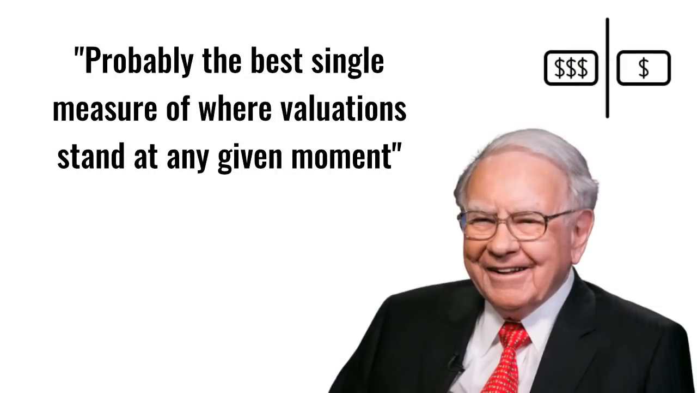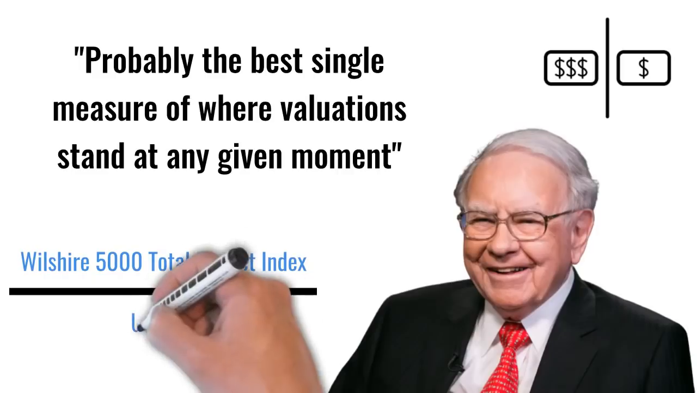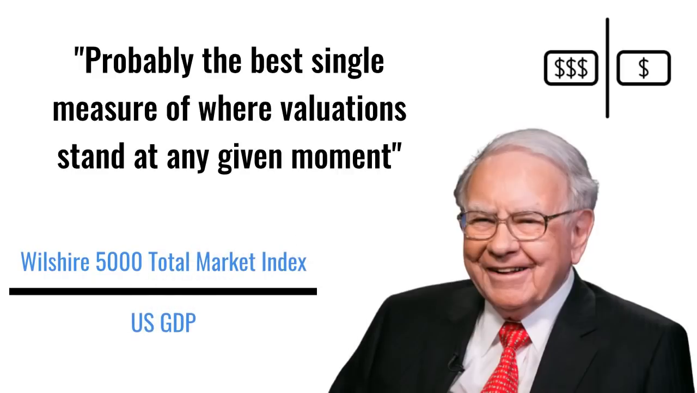The Buffett indicator is used to determine how cheap or expensive the stock market is at a given point in time. It was created by the legendary investor Warren Buffett in 2001, who called it probably the greatest single measure of where valuations stand at any given moment. In its modern form, it compares the U.S. Wilshire 5000 index to U.S. GDP. It is widely followed by the financial media and investors as a valuation measure for the U.S. stock market and has recently hit an all-time high.